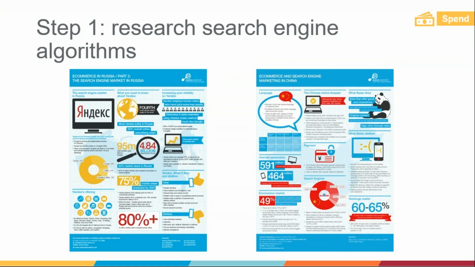So as mentioned before, take time to really understand the algorithm of the different search engines if that's applicable to the market you're entering. So take a look at these two examples here. Yandex, which is the biggest search engine in Russia, took links out of its algorithm back in 2015, only to then later, about a year later, decide to put them back in again.